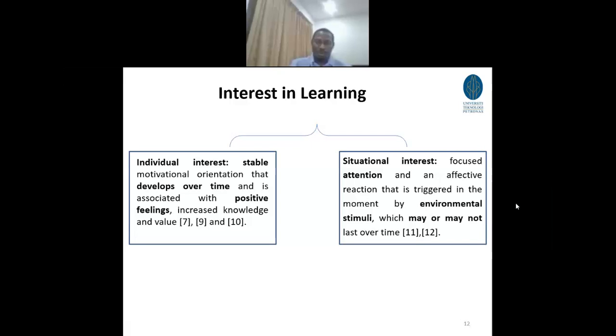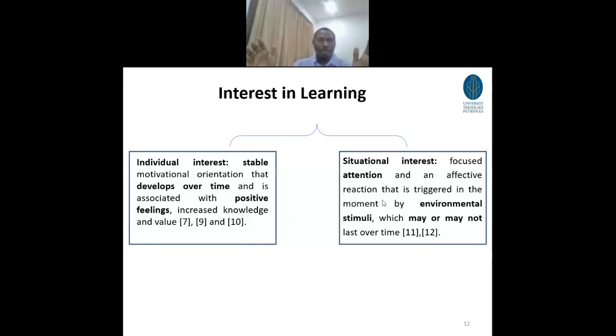Now, I was mentioning that for interest, there are actually two types. The individual interest is a somewhat stable motivational orientation that develops over time and is associated with positive feelings, increased knowledge, and value. So there are people, and I'll take the example of mathematics. Some people just like mathematics from day one, if I could say. They just like it. It rains, it doesn't rain, it is sunny, it doesn't matter. They like it, whatever the condition. Okay, so this is one type. This is, as mentioned over here, a bit more stable.